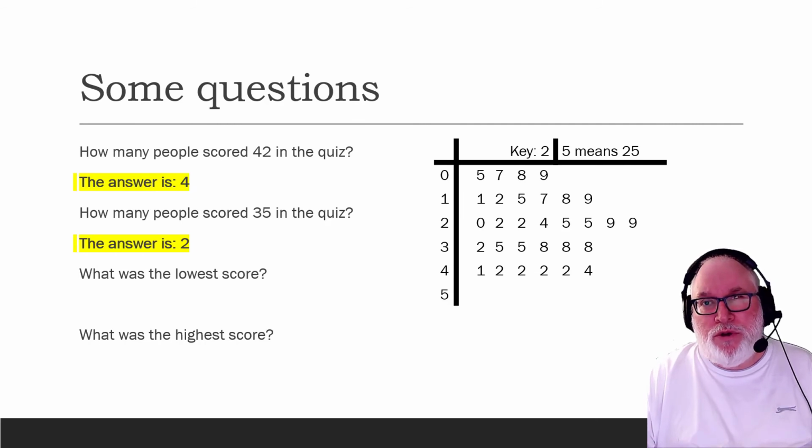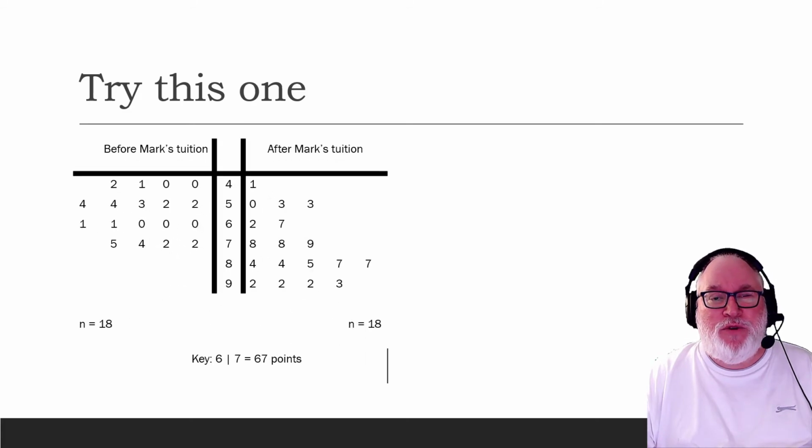So what was the lowest score? I didn't say anything. Hopefully you got it. 0, 5? 5. What was the highest score? If you said 44, you'd be correct. You can see the 44. Right. Try this one. I'll let you do this by yourself and have a wee think about it.